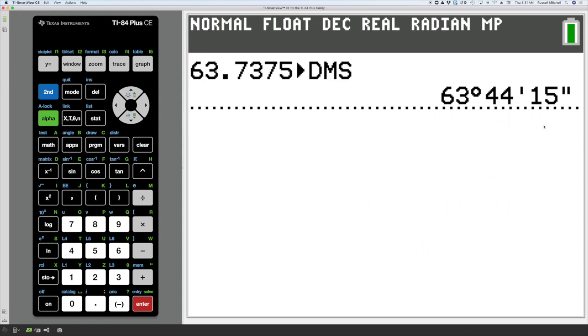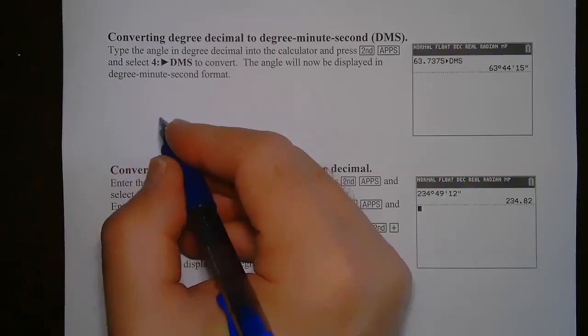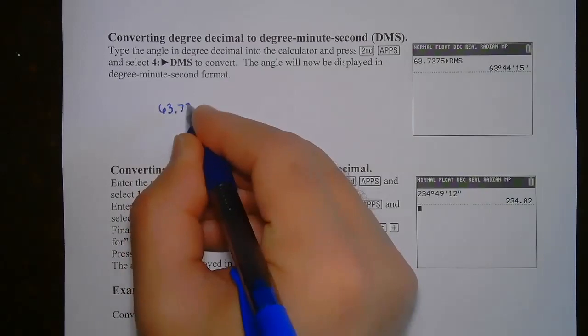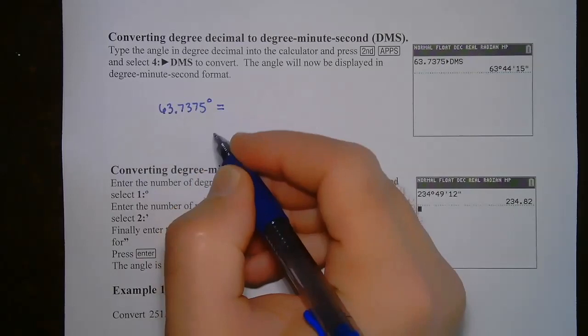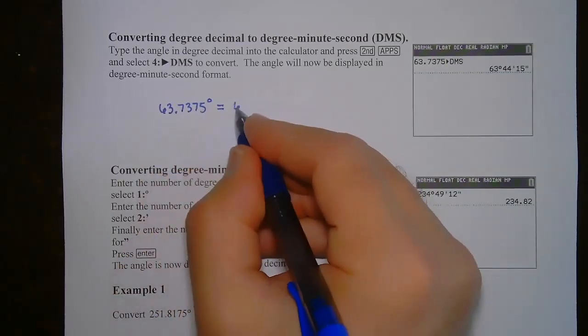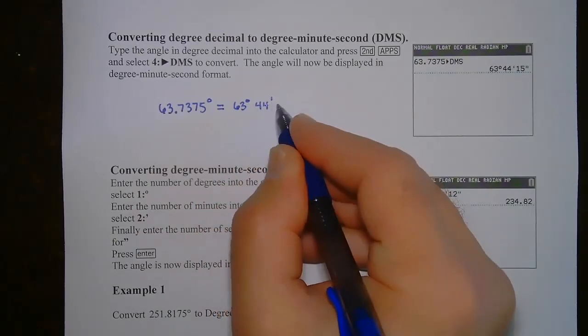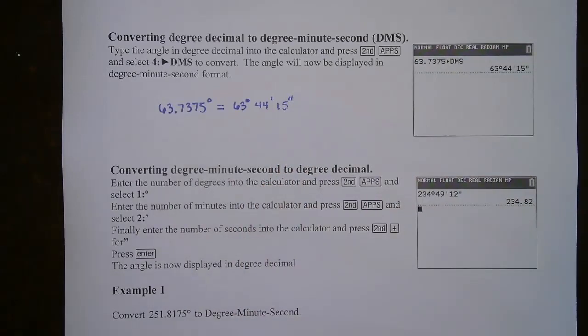So I'm going to go back to our paper and we'll write that. So on our paper, let's write 63.7375 degrees is equivalent to, so we want to write equals 63 degrees, 44 minutes, 15 seconds. And minutes and seconds and all this is used a lot in like navigation for ships and even planes, okay? So this is used in navigation a lot, all right?